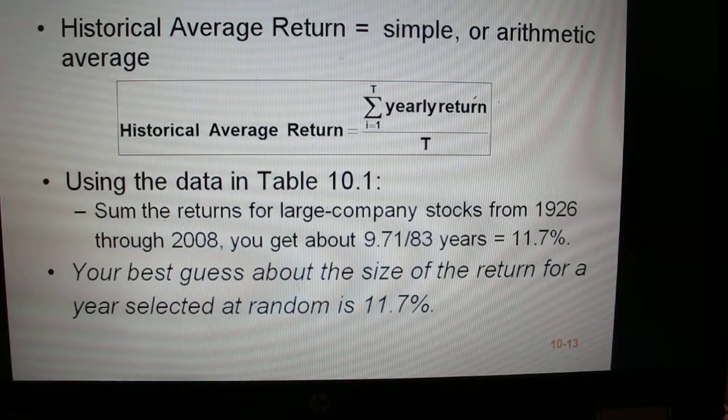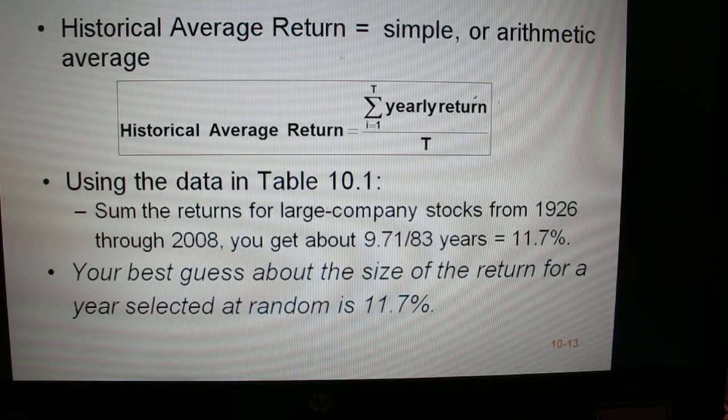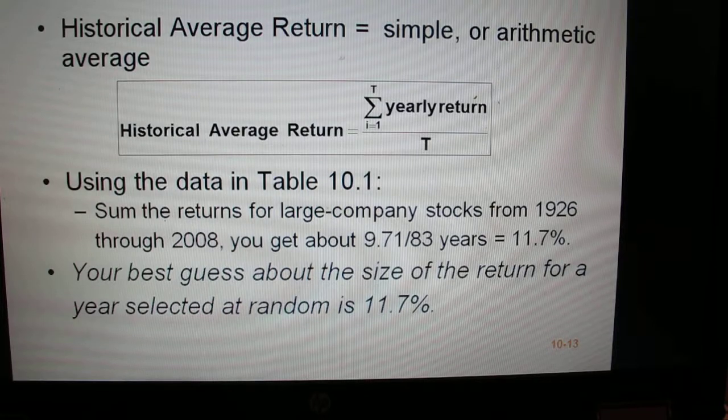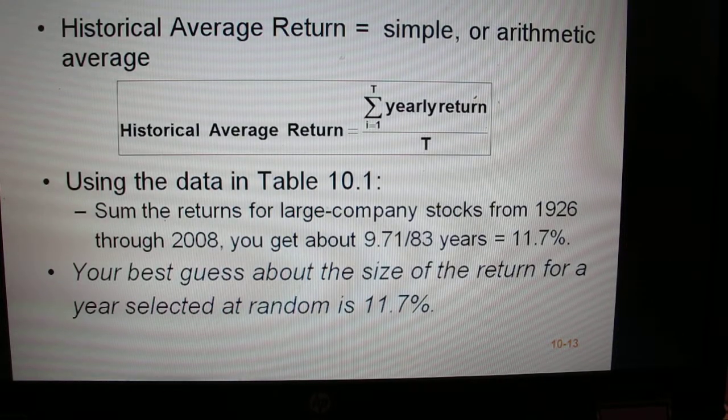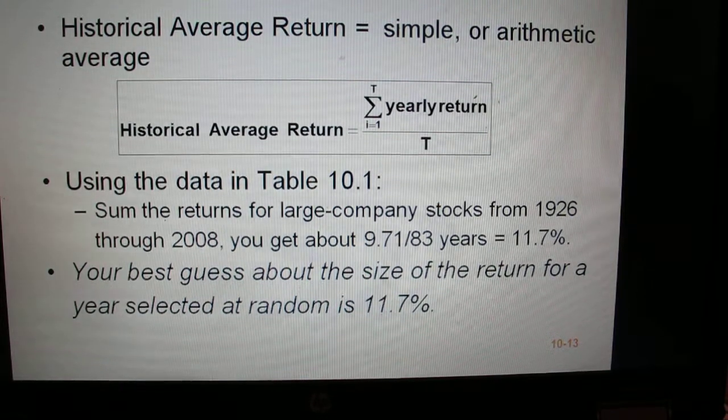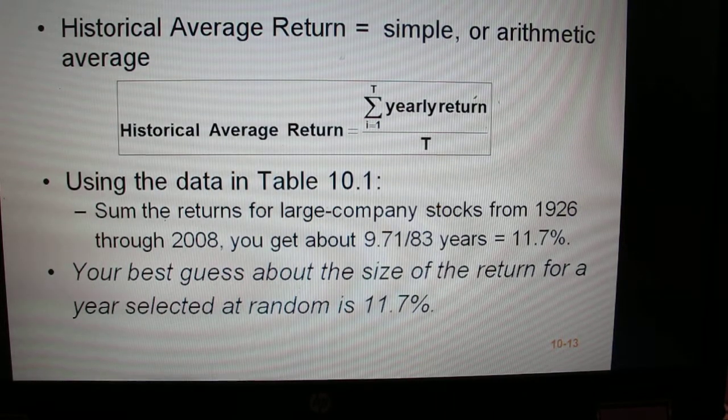However, that's just speaking about returns. So the historical average return is pretty straightforward. What they were computing there was a simple or arithmetic average. They were taking each and every return from 1926 through 2008 and then dividing it by the number of years. So they summed the returns for large company stocks from 1926 through 2008, and then they divided it by 83 years, and they came up with 11.7. So that's an example.